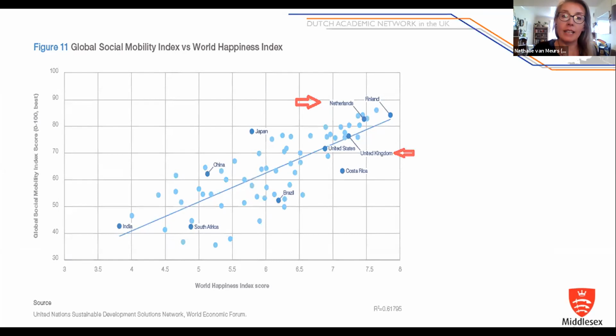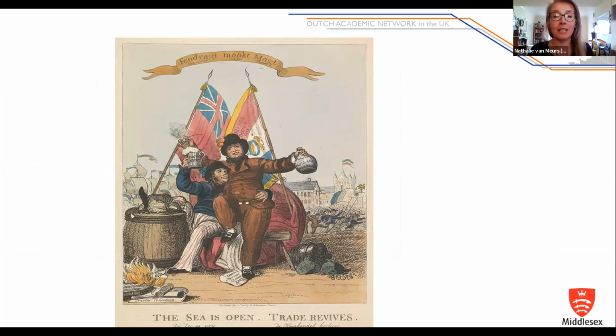And I want to finish with this image. It hangs in the Rijksmuseum in Amsterdam, and it's about the Dutch and the British being rather merry. And so that must reflect that indulgence school. The sea is open. The trade can continue. So I hope you enjoyed this talk and thank you very much for listening, and I look forward to the discussion.